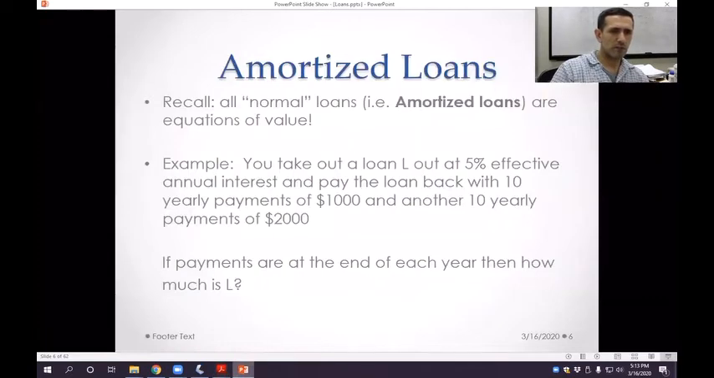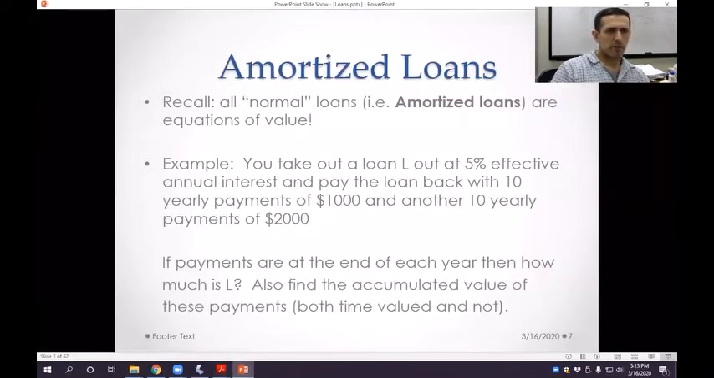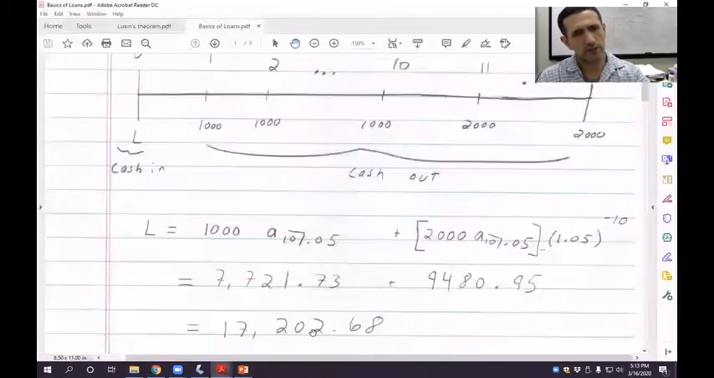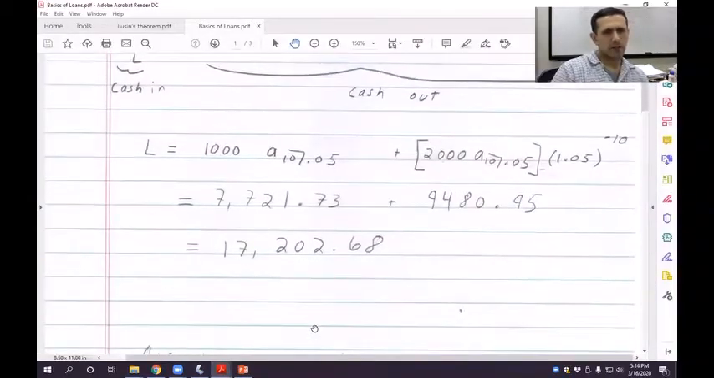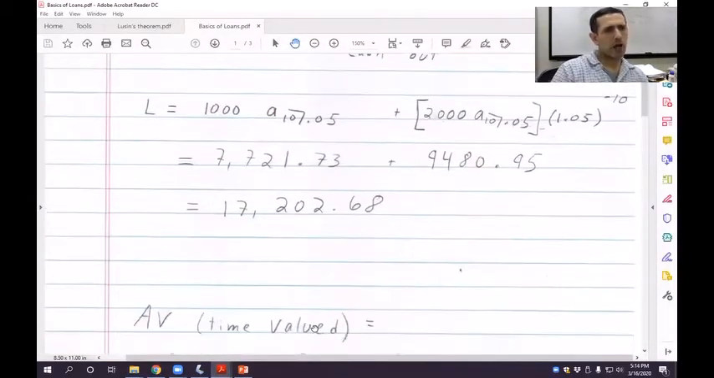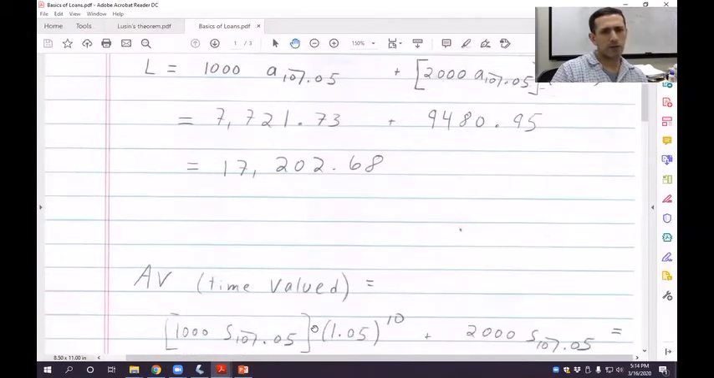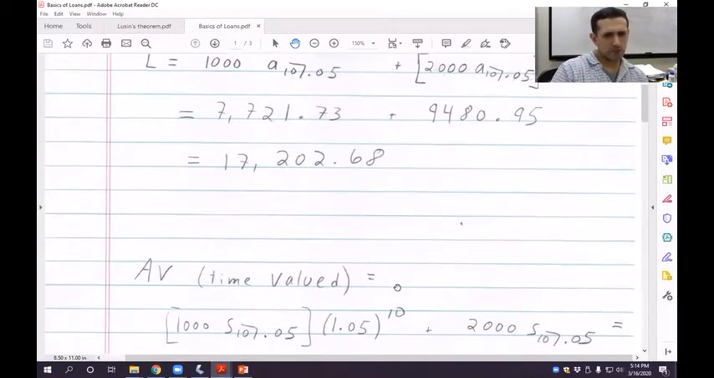All right. And also find the accumulated value of these payments, both time valued and not. If you want the time valued accumulated value, it's basically the same thing, we're just taking accumulated value instead of present value.